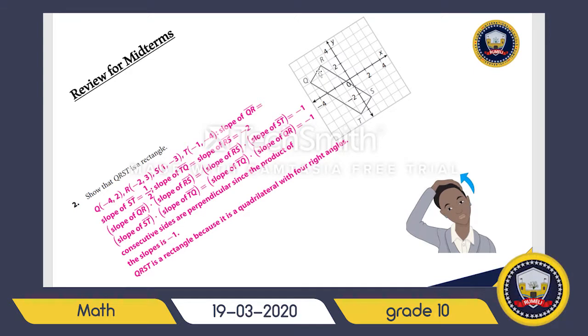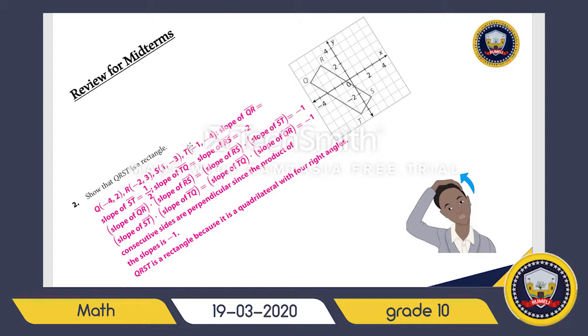How can I do that? The rule says if two lines have the multiplication of their slopes equal to -1, then they are perpendicular. They make 90 degrees. So let's find the slopes first. Slope of ST, the same way, difference of y divided by difference of x's gives me 1/2. Now the slope for TQ is equal to the slope of RS.